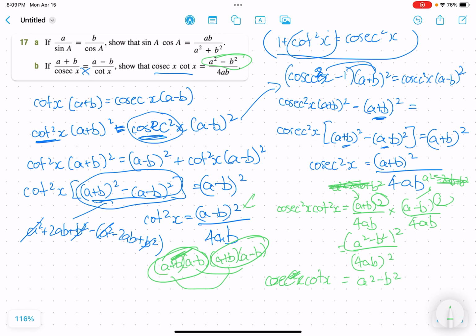And so square rooting, we will just get that, which is what we wanted.